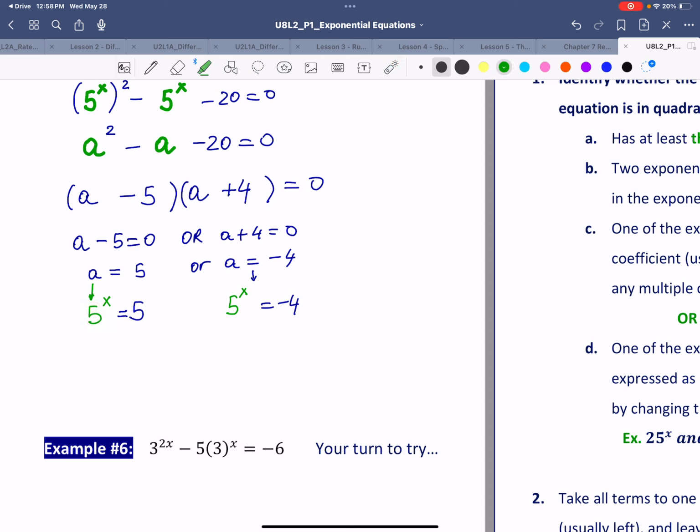So that means the exponents will be equal. And this is the exponent x. Here we see nothing, but we know when there is nothing, we can put a 1. So that tells us that x is equal to 1.